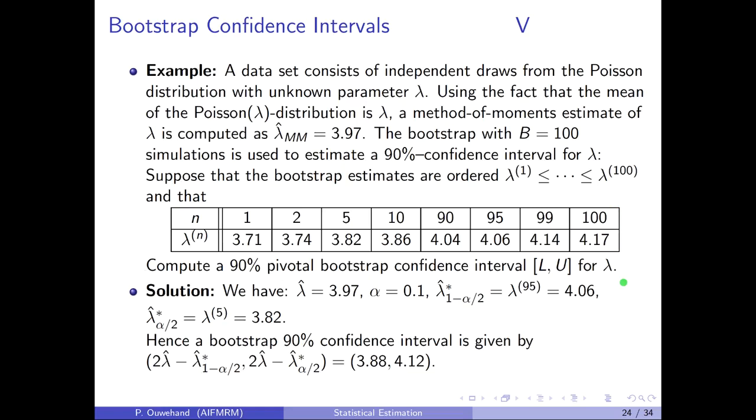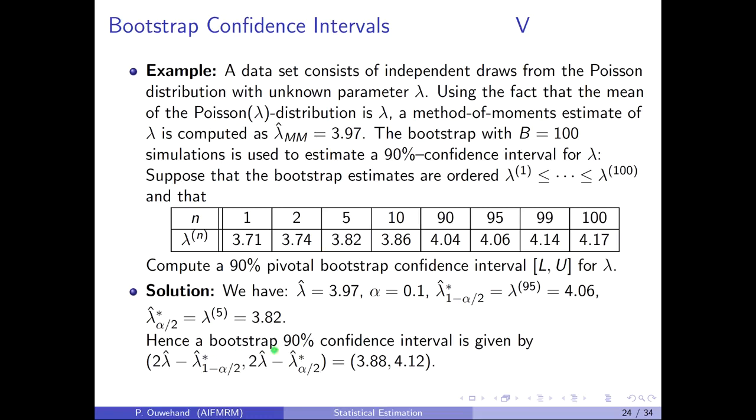Now let's have a look at the solution. Lambda hat, as we're told, is 3.97. We want a 90% confidence interval, so alpha is equal to 0.1. This is the 0.95 quantile of the bootstrap estimates, and since there are only 100 of them, it's the 95th one. In other words, it's equal to 4.06. Similarly, the 0.05 quantile, or the 5th percentile, is the 5th one, which is 3.82.